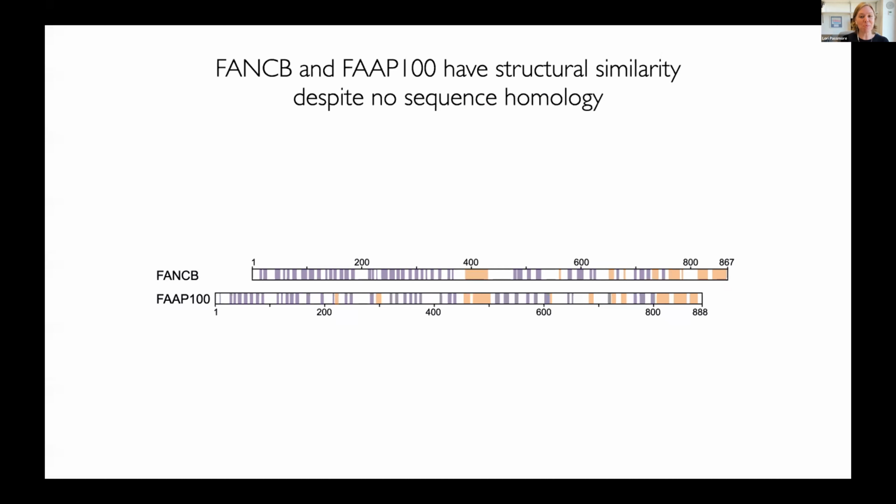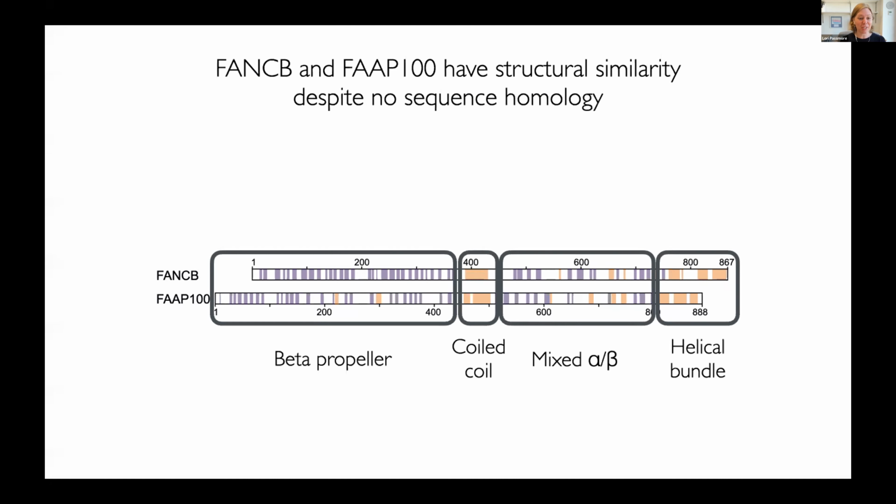Now, although these 2 proteins do not have similarity to each other at the sequence level, they looked almost identical in the structure, and this was a big surprise to us. So they both start with a beta propeller, and this is followed by an intermolecular coiled coil, a mixed alpha-beta central domain, and then a helical bundle at the C terminus. So this really suggests that these 2 proteins may have a common evolutionary origin.